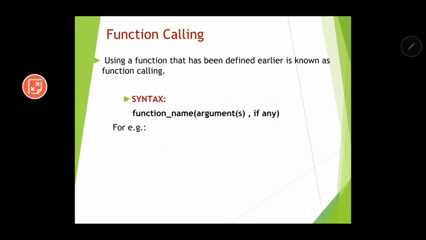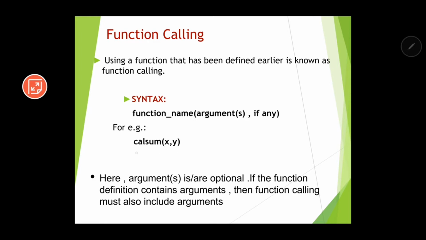For example, how to use the function calsum? We'll write calsum, and there were 2 arguments or 2 parameters in the function definition. So in the function calling also there are 2 arguments. The last line is very important. If the function definition contains arguments, then the function calling must also include arguments. In our previous case, the function definition calsum contained two parameters p and q. So in the function calling also we'll have two arguments x and y. X, y, p, q are nothing but normal variables.